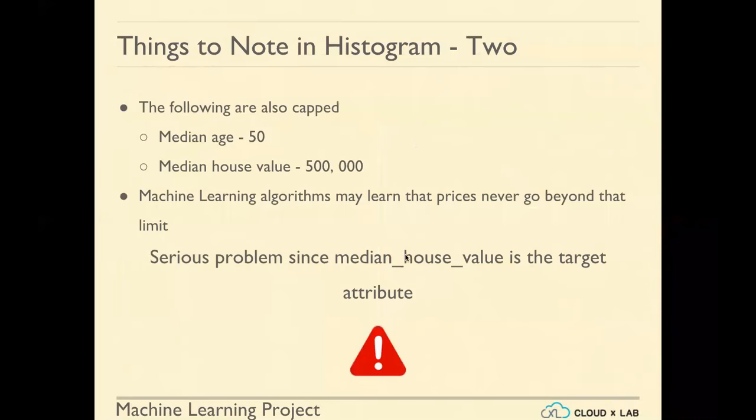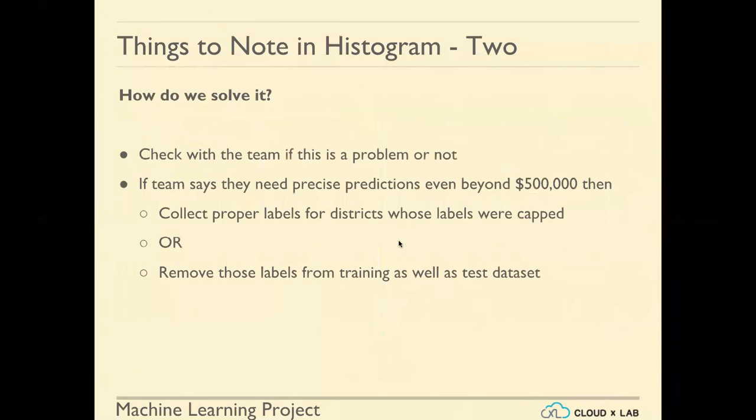So even look at this, the median house value, the target attribute or target variable, is also capped. So in these cases, we should generally consult with the team whether it is a problem or not. If the team says that they need precise predictions, even beyond 500,000, the upper value, then we need to collect the proper data. This is not sufficient.